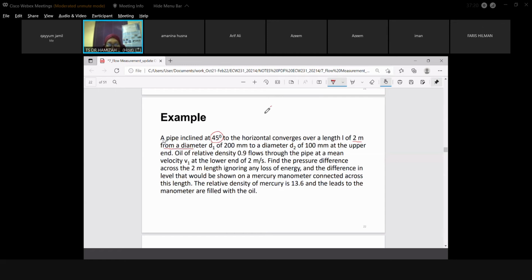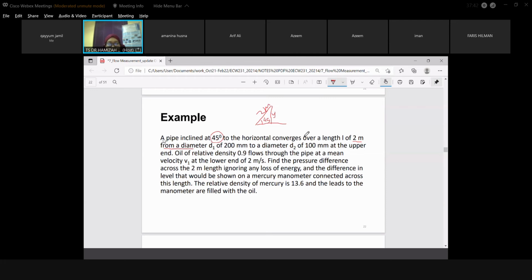Tak nak lah, kita nak dia tegak. So here is 2 meter. Here is 45. So you can use cosine tangent to find the y, which is the vertical height.